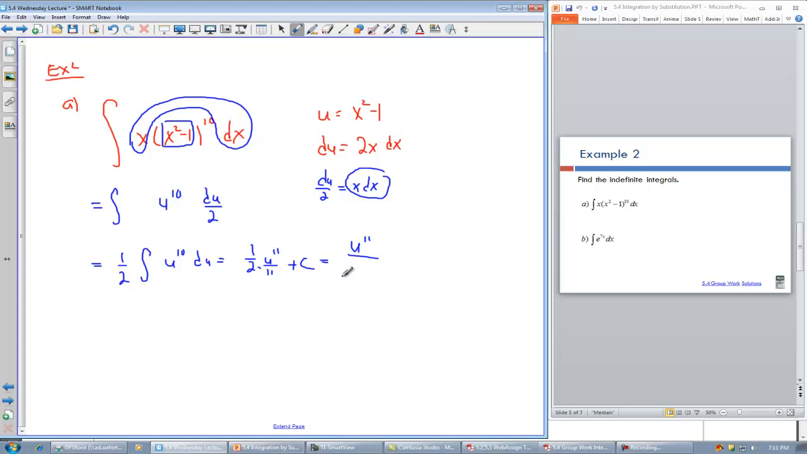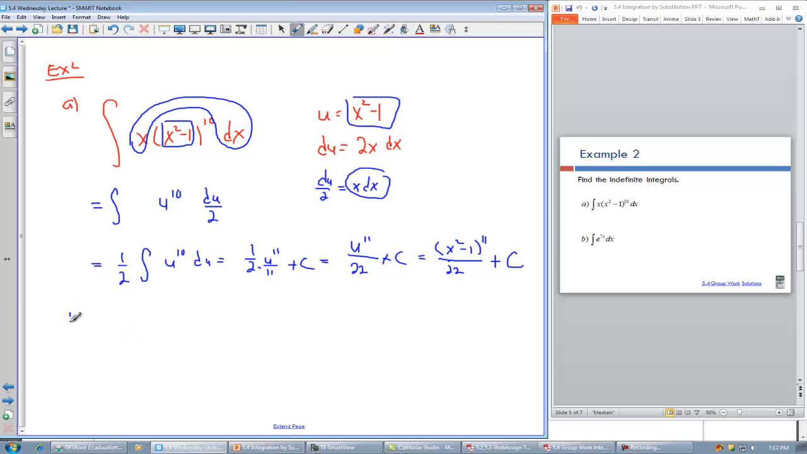which is equal to u to the 11th divided by 2 times 11, which is 22, plus c, which is just equal to, plug back in, so I have x squared minus 1 all to the 11th. That was my u, all divided by 22 plus c. And that's my answer.